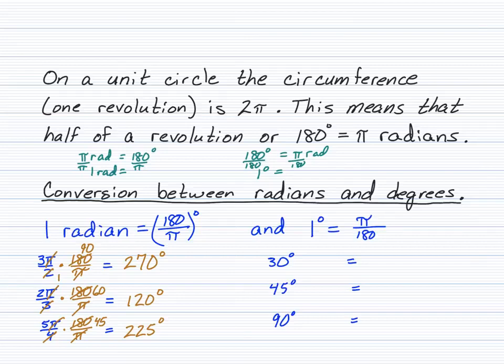All right, so then the other conversion is degrees to radians. So if 1 degree equals pi over 180, then for 30 degrees you would have to multiply by pi over 180. 30 and 180 reduces to give you pi over 6 radians. Next one, if you multiply by pi over 180, will give you pi over 4 radians. And then 90 degrees multiplied by this will give you pi over 2 radians.